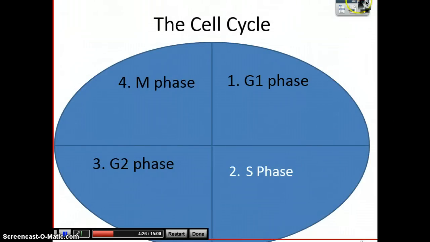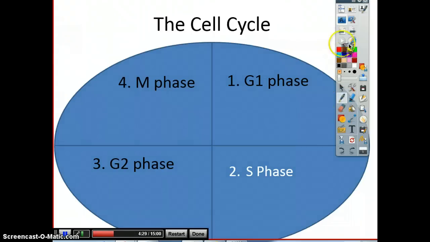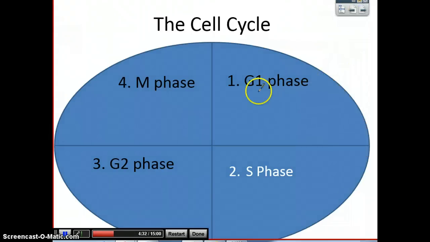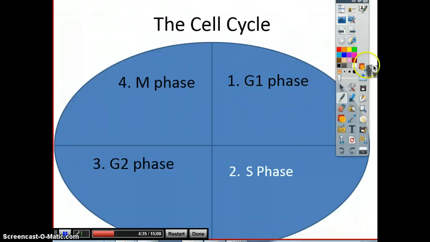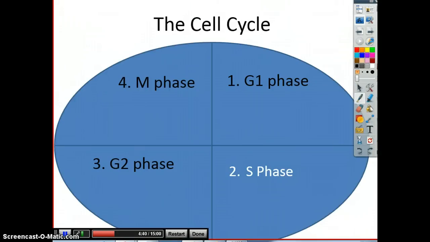Now let's go through and kind of draw a diagram to represent the cell cycle. Like I mentioned earlier, every cell in your body has 46 chromosomes. So I'm going to draw a cell that has a nucleus with 46 chromosomes. That's the G1 phase. The cell is doing its job, doing what it needs to do. The S phase is when the chromosomes duplicate themselves.